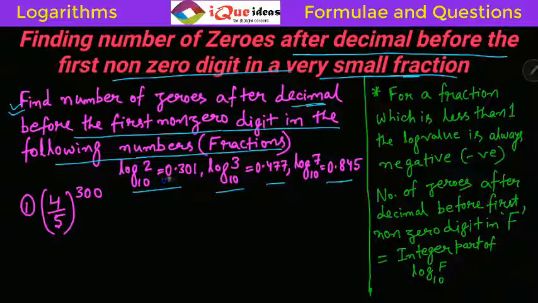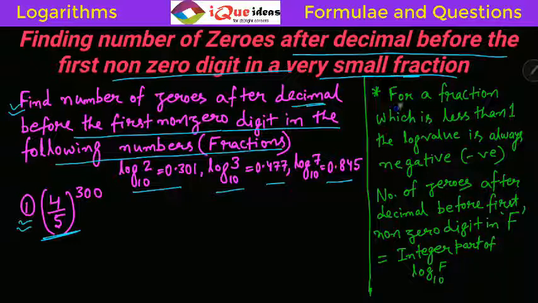Alright, so log 2 is given as 0.301, log 3 to the base 10 is 0.477, log 7 to the base 10 is 0.845. Right? So the first question is: find the number of zeros after the decimal before the first non-zero digit in (4/5) raised to the power 300. First, I've written the rule here.